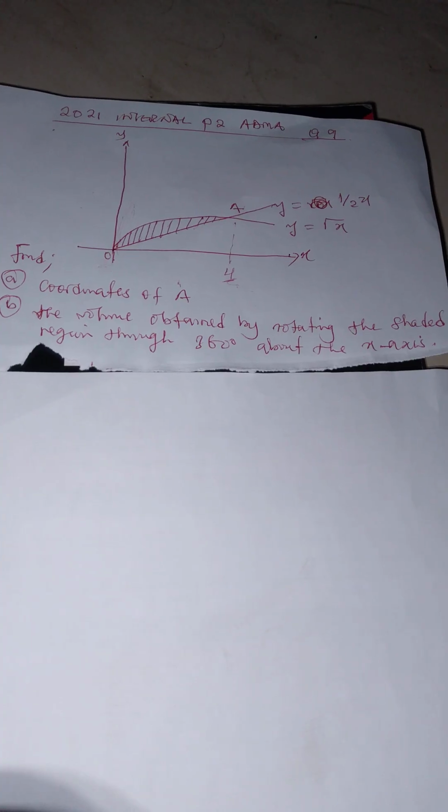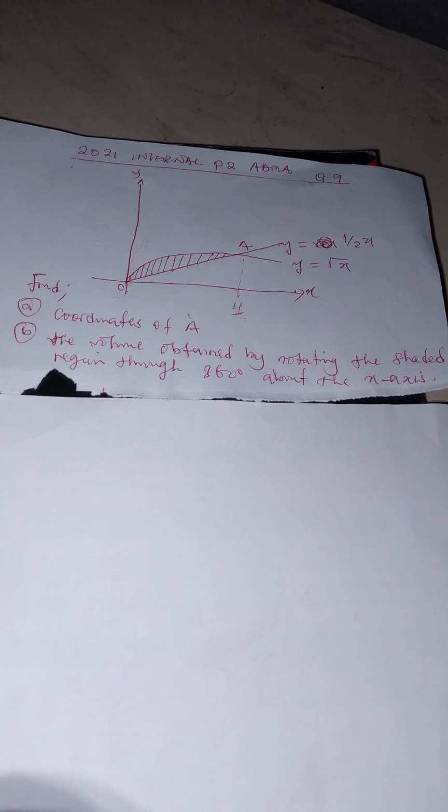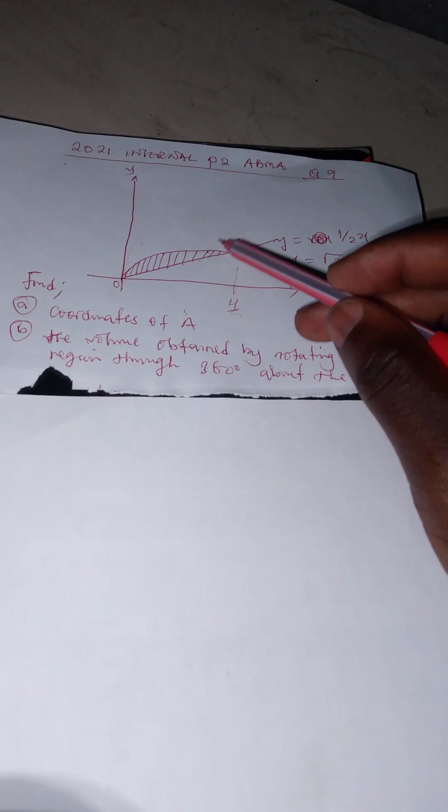As we can see there, we've been given a sketch composed of a line that is y equals 1 over 2x and a curve that is y equals root x. So the first question is saying find the coordinates of A. To find the coordinates of A, you need to identify the point where it is found. So we can see that A is here.